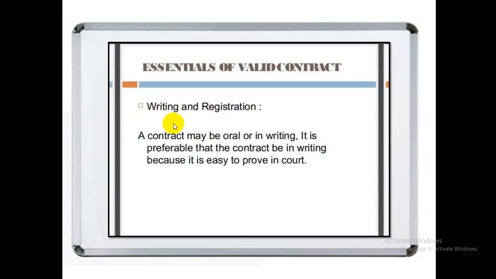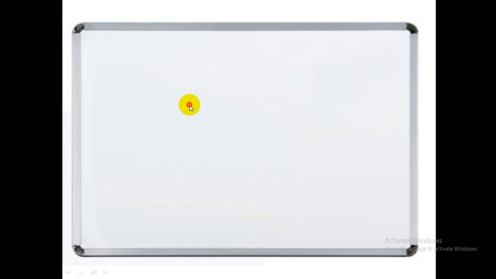Writing and registration. A contract may be oral or in writing. It is preferable that the contract be in writing because it is easy to prove in court. Some contracts must be in writing, like property sale and purchase documents. Those contracts do need registration and they must be in writing.